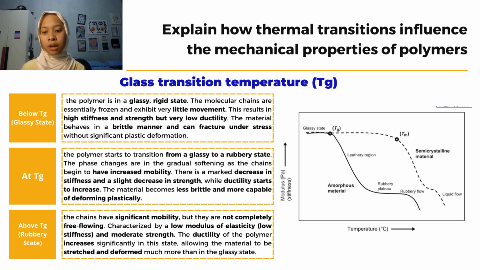So above Tg, in the rubbery state, the chains are significantly moving, but they are not completely free flowing, characterized by low modulus of elasticity, low stiffness, and moderate strength. The ductility of the polymer increases significantly in this state, allowing the material to be stretched and deformed.